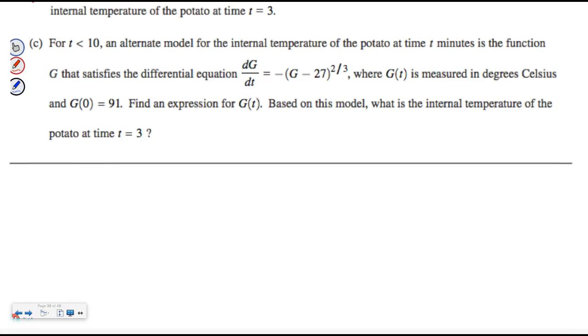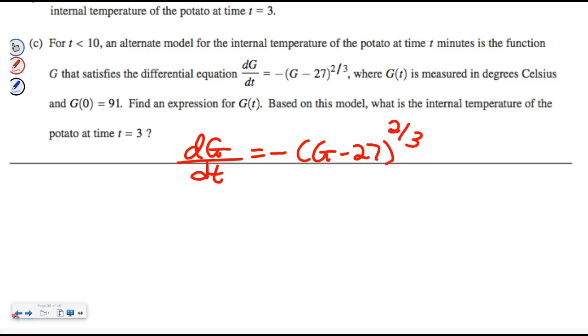So it says for t less than 10, an alternate model for the internal temperature of the potato is given as a function of g. So let's write that down. It's negative g minus 27 to the 2/3 power. And it says based on this model, here's my initial condition, right? What is the internal temperature at time t equals 3? So we need to solve this for g. G is the internal temperature. So it says it right here.